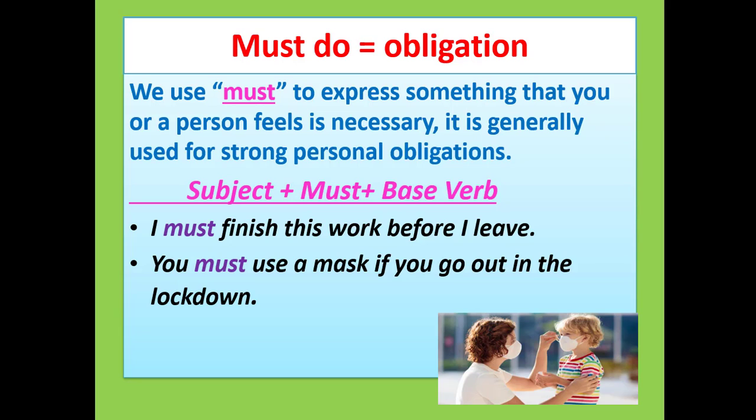You feel that you should, for example, finish your homework before 8 o'clock. So you say to yourself, I must finish my homework before 8. So this is wishes from the speaker or from yourself, not outside. So have to is from outside, but must is from yourself. You feel that you should do something. So I must finish this work before I leave. Or you must use a mask if you go out in the lockdown, as you see in the picture.